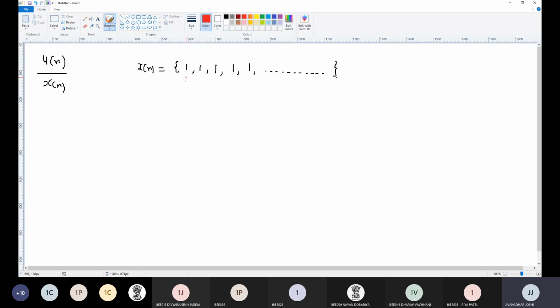And this one is my first sample. That's why I can denote it as x of 0. This is my second sample, so I can denote it as x of 1. This is my third sample, so I can denote it as x of 2. Similarly, x of 3. This one is x of 4. If I draw it, then it starts from here. Here is my first sample. Here is my second, third, fourth, up to infinite numbers of samples. So this is my discrete unit step signal, x of n equal to u of n.